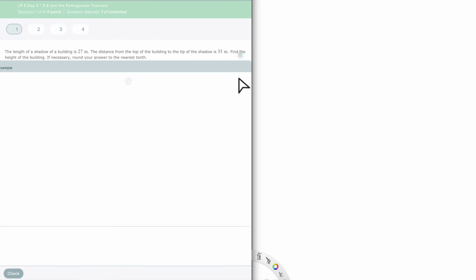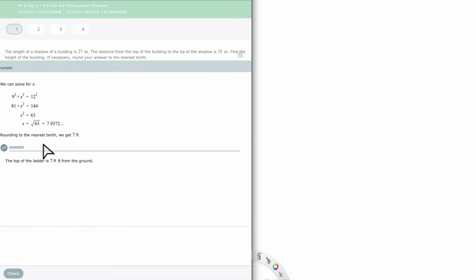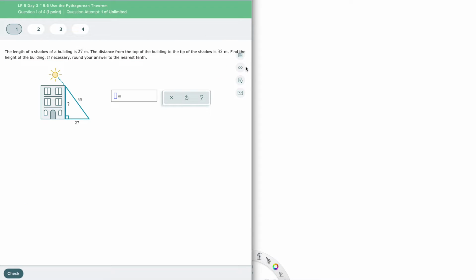Example will show you an example very close to something you're looking at. So we have another little diagram kind of similar to what we're looking at, and it'll walk us through how to do that and what it wants us to do. And so once you're happy with that, you can click close. You can click another example if you'd like, and then you can also message your teacher directly from the screen so that they know where to come help you.